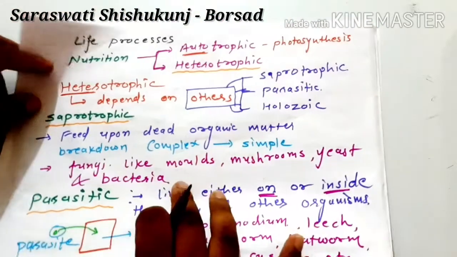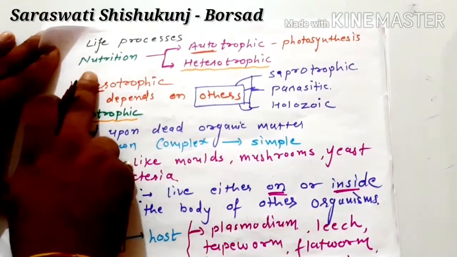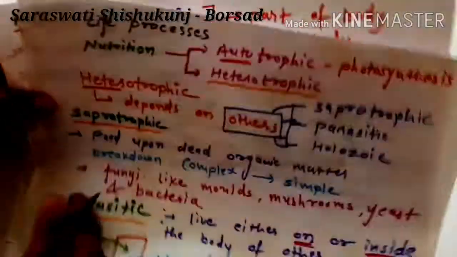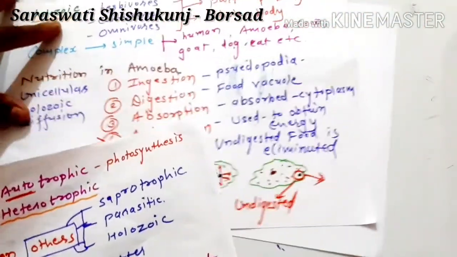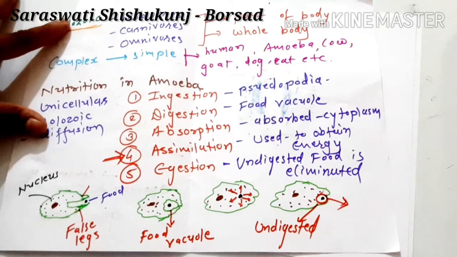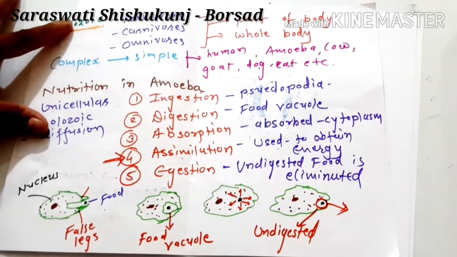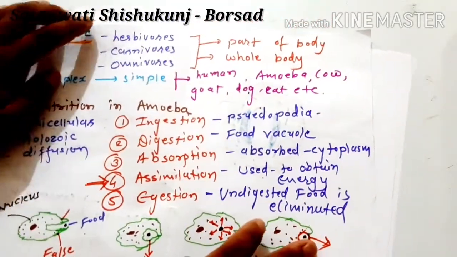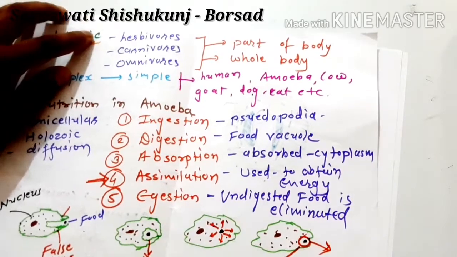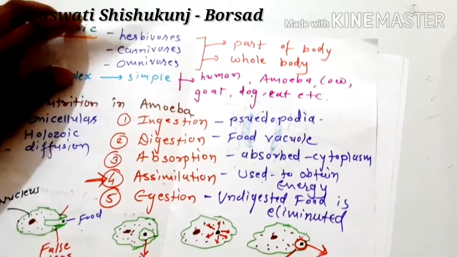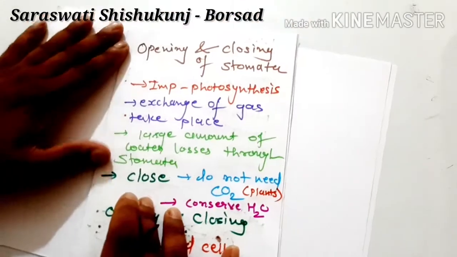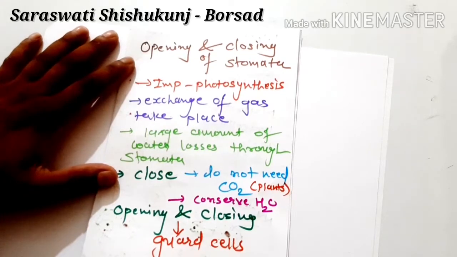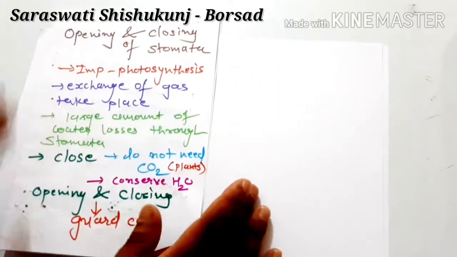Hello students. In the last lecture we discussed the heterotrophic mode of nutrition. In that we discussed saprophytes, parasites and holozoics, right? Also we discussed nutrition in amoeba, with the various steps like ingestion, digestion, absorption, assimilation and egestion. Also we discussed the opening and closing of stomata, right? So in the last lecture we discussed nutrition in amoeba.